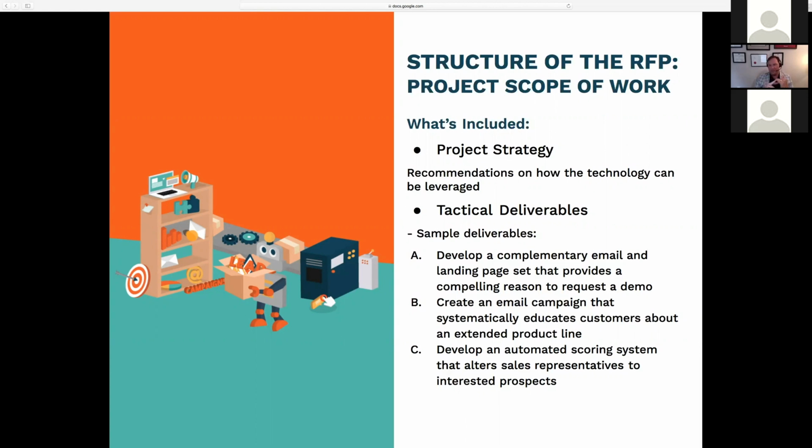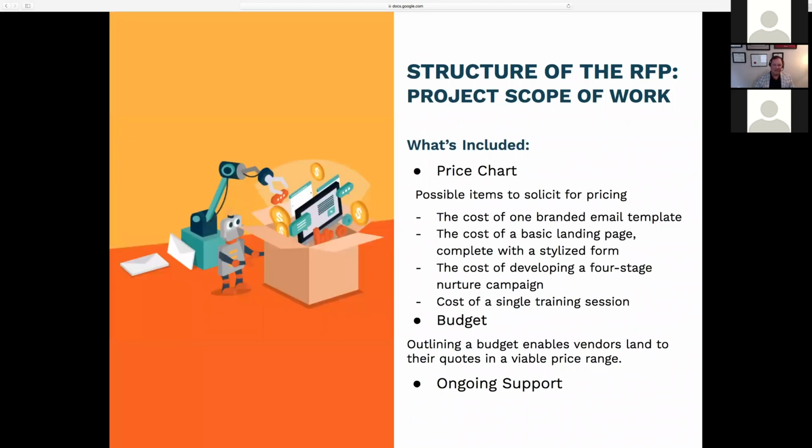Do you need email templates? Do you need landing page templates? If so, how many do you need? Do you need a scoring model? Do you need someone to help with the strategy, or do you know what you need and someone just needs to build it? That type of thing.